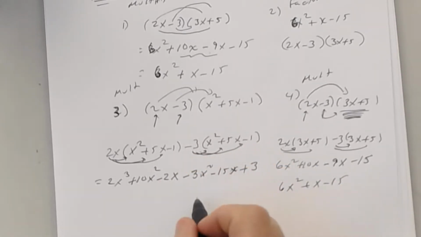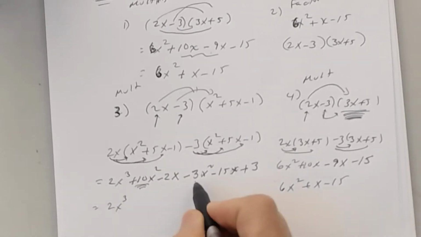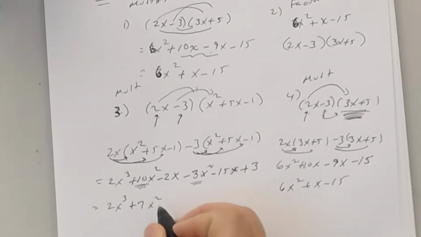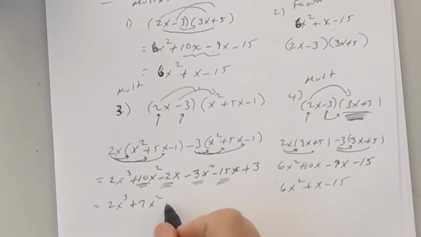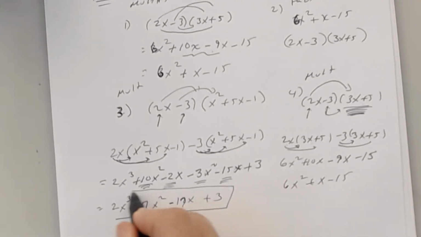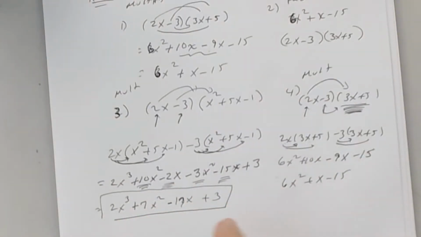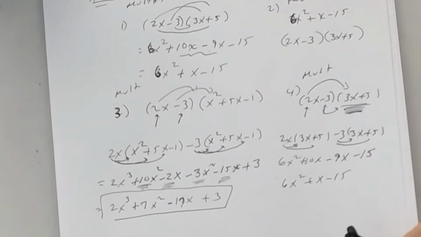Okay, so 10x squared. Combining like terms, I get 2x cubed. What's 10x squared and a negative 3x squared? 7x squared, right? What's a negative 2x and a negative 15x? Okay, good. And then plus 3. So notice when I multiplied this binomial times this trinomial, I ended up with a polynomial with how many terms? 4. Okay, 4 terms.